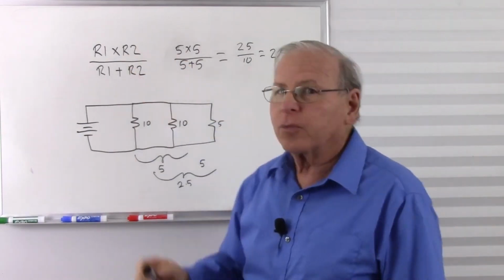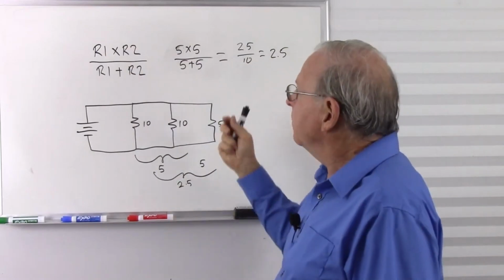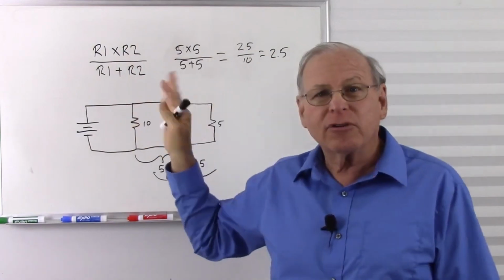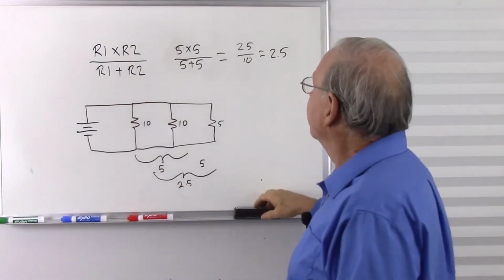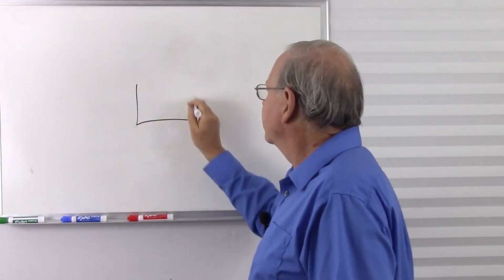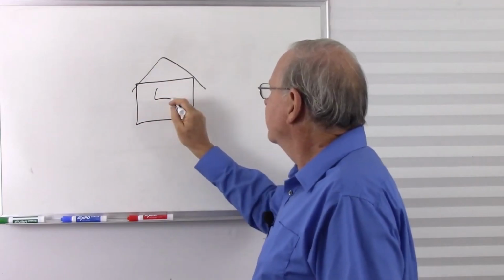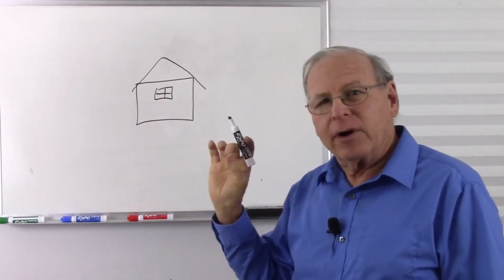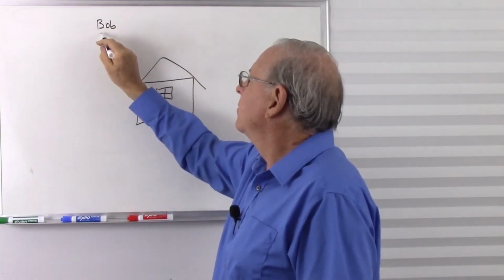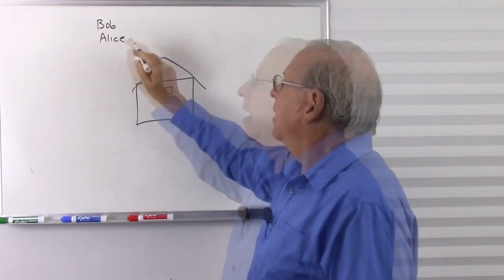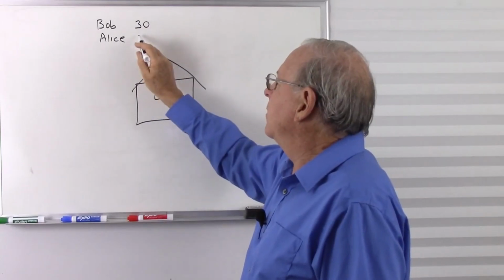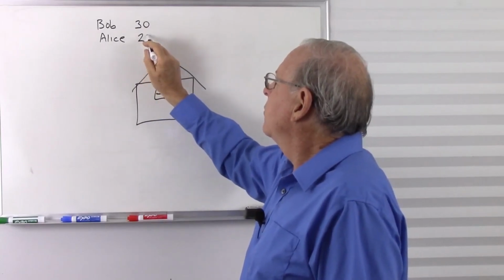Now, as far as why this works, I don't know. I'm not a master mathematician. I suppose I could talk to one and find some insight into why that formula works, but I will show you where we can apply it other than electronics. Let's say we need to paint a house, and we're going to paint it with both Bob and Alice. Let's say Bob can paint the house in 30 hours and Alice can paint the house in 20 hours.